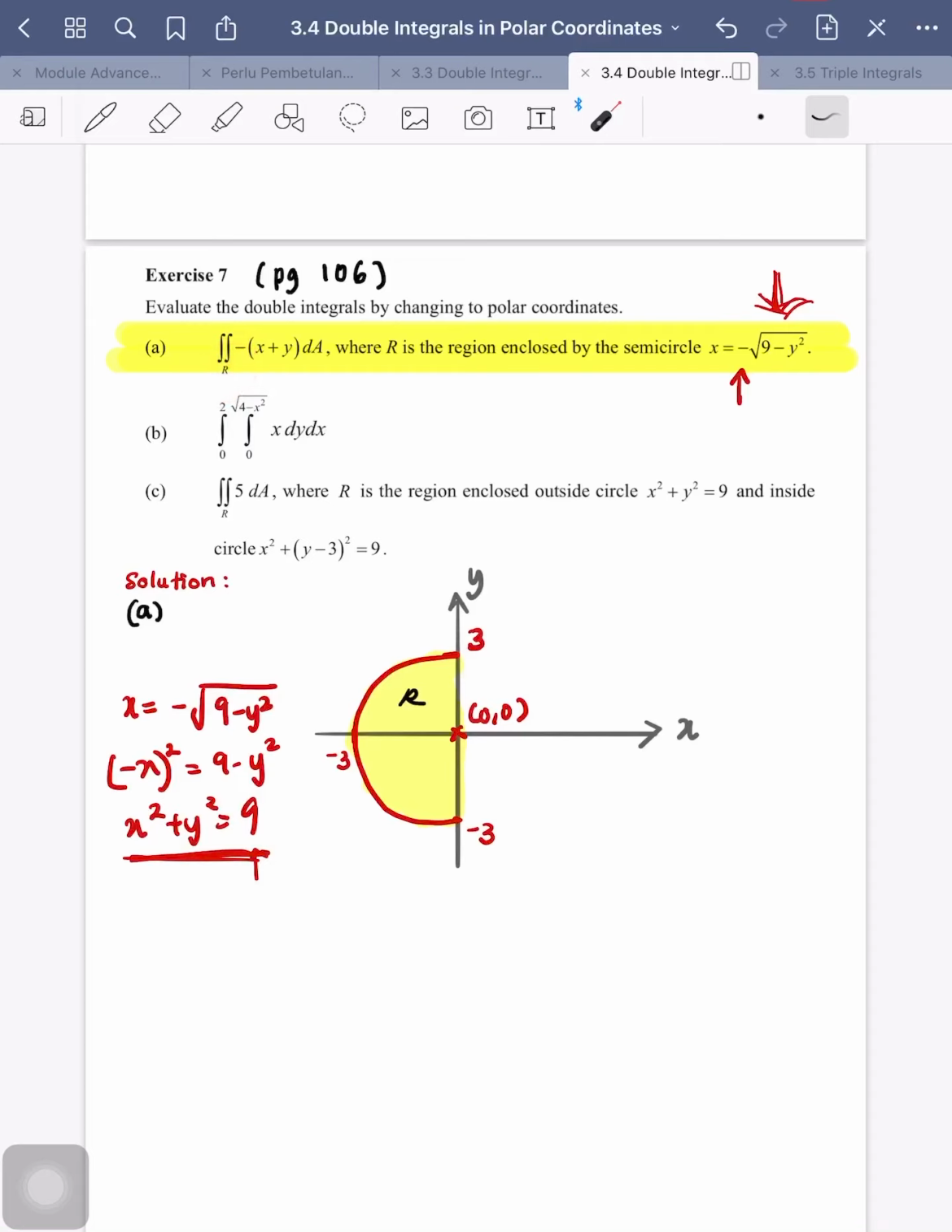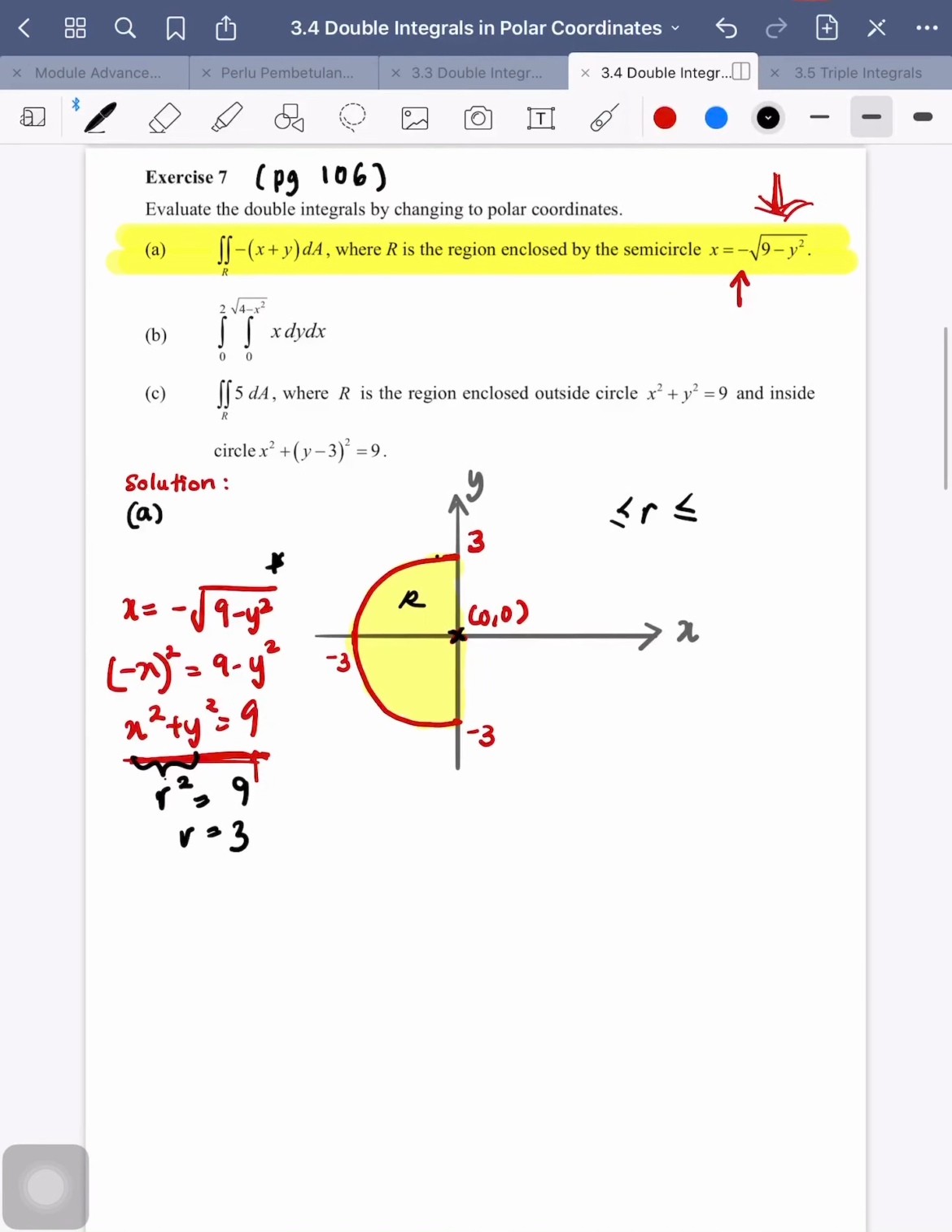Okay, so let's find the limit. The limit for r is from the center until this equation. If I rearrange and change to polar, I have r squared equal to 9, r equal to 3. Some of you might ask, is polar r equal to radius? Polar r equals radius only if your circle is centered at 0, 0. If your circle is not centered at 0, 0, polar r is not equal to radius. Later I'm going to discuss this question as well, don't worry.